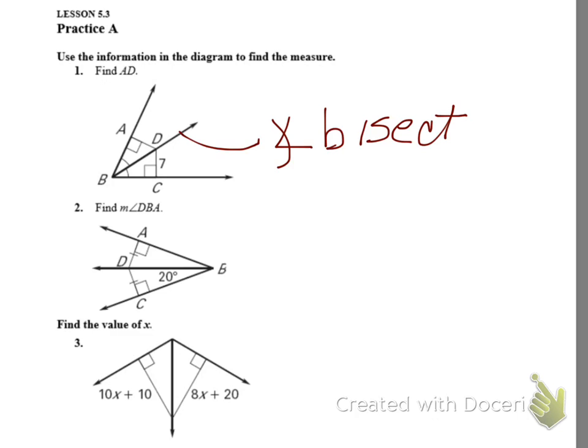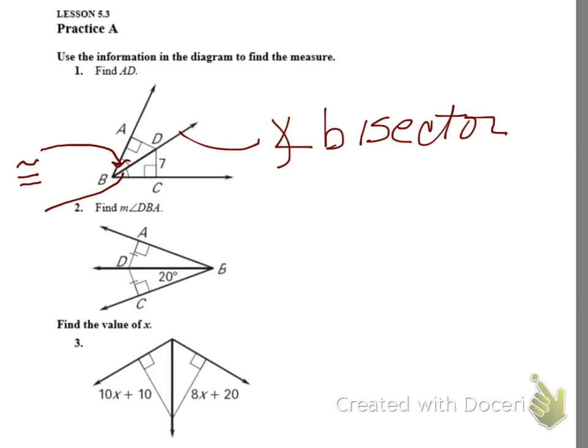The reason why I can say that with certainty is because I see that this angle right here, so ABD, and this angle right here, which is DBC, those two angles are congruent. So that means that this ray BD must have cut that big angle ABC exactly in half. So once that happens, other good things start happening for us.